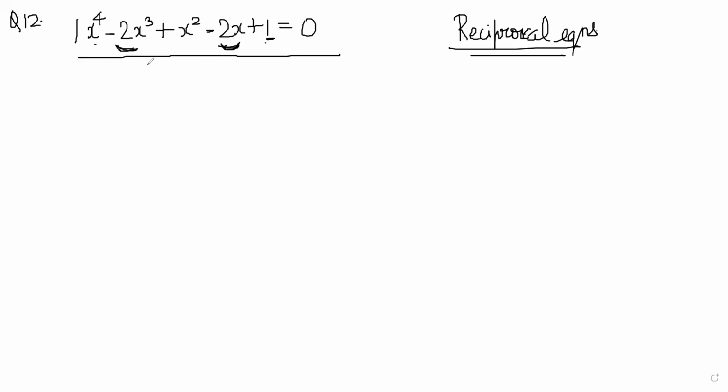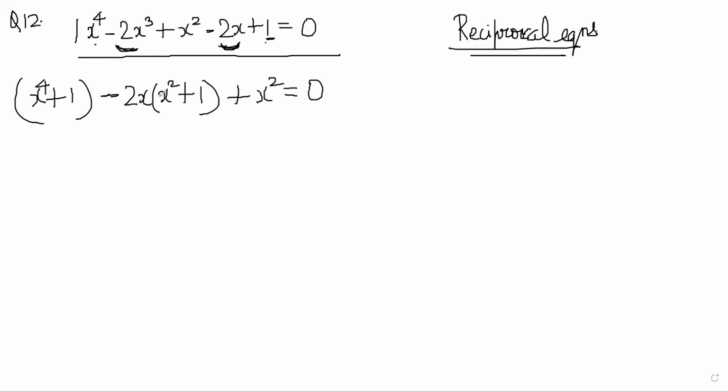So here, what I will do is I will collect those coefficients together. x^4 + 1 - 2x^2 + 1 + x^2 = 0. We have collected all the coefficients which are equal together. Once you do this, you have to divide by x^2. You get x^2 + 1/x^2, and throughout, you divide by x^2. This is a standard technique. It will be there in many books.